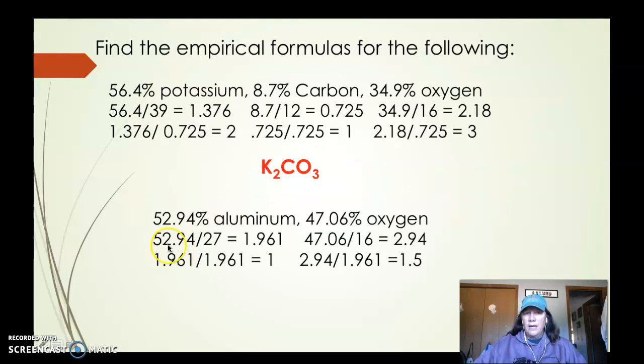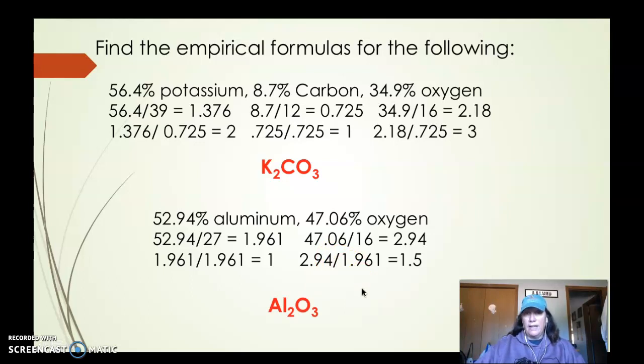Here's another one. I have aluminum is 52.94% and oxygen is 47.06%. So I take my 52.94, divide by 27, that's the number that comes off the periodic table, and get 1.961. And then the same with oxygen, divide by 16 and get 2.94. When you divide them, you get 1 to 1.5. Remember, you can't round that, that's too much rounding. So I would double both of these, make this a 2 and this a 3. So I'd get Al2O3.